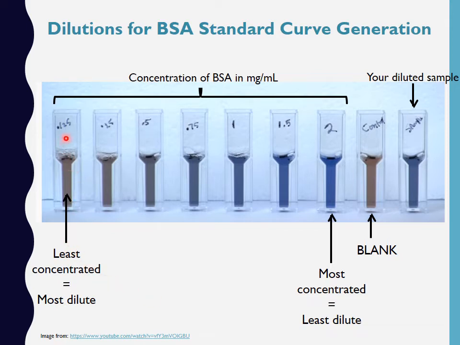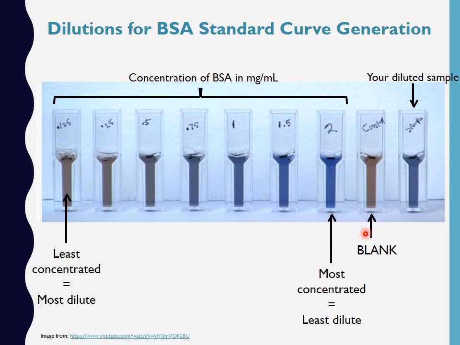At the lower end of our Bradford standard curve is the 0.25 milligrams per mil. Notice that this color is much closer to the original brown of our Bradford reagent. This is our least concentrated protein standard, has the least amount of protein in it to react with the Coomassie, and is therefore our most dilute standard. Notice as you move from that sample up to our 2 milligrams per mil, you get a nice shift in color from that brown to a blue.